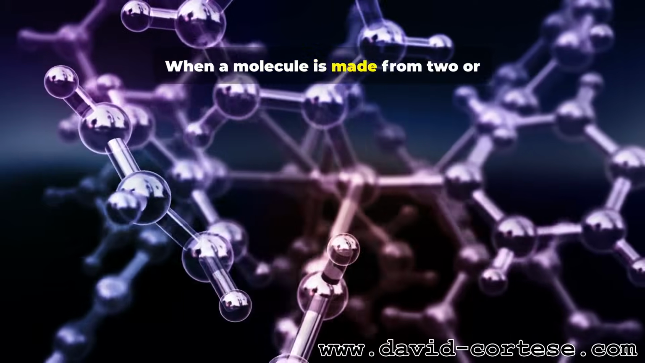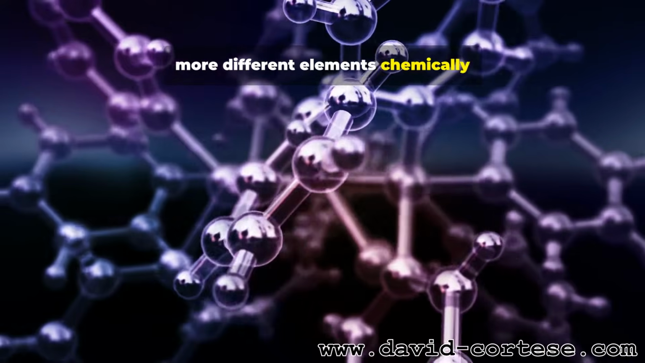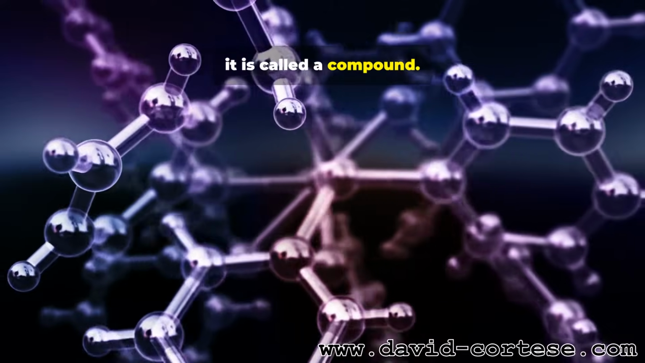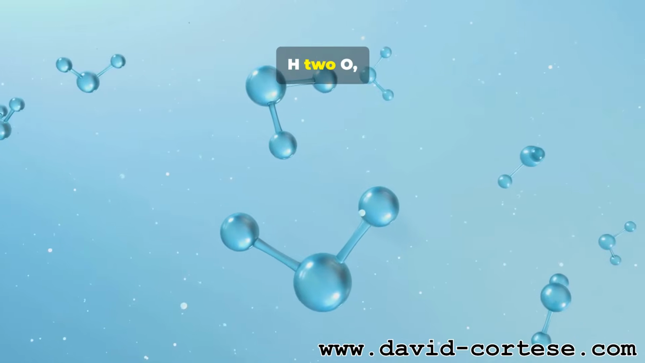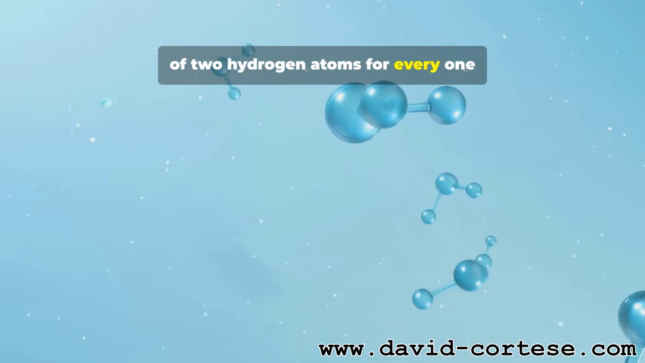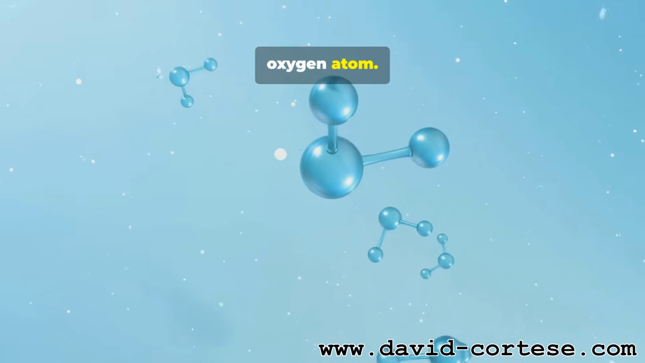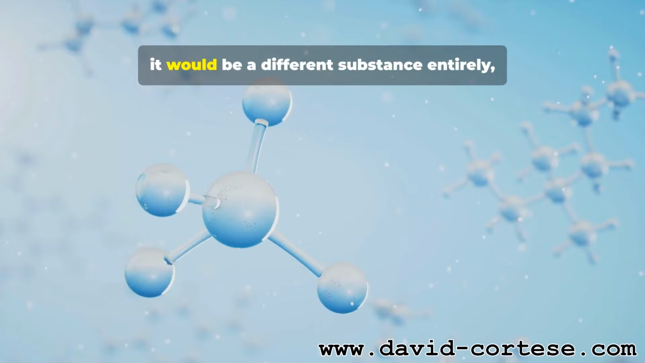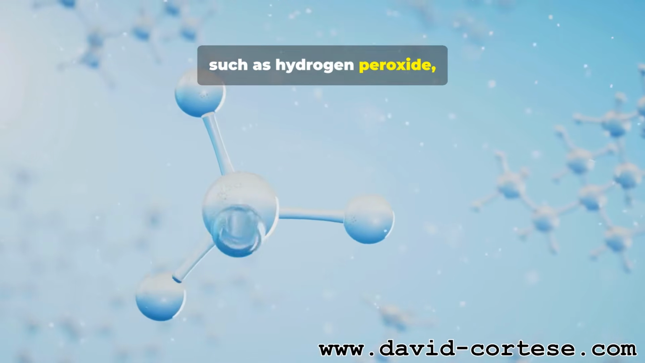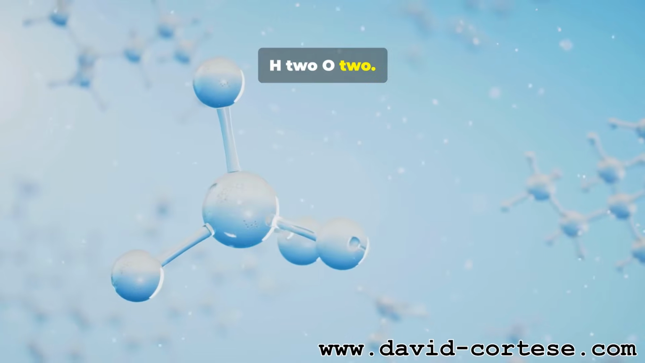When a molecule is made from two or more different elements chemically bonded together in a fixed ratio, it is called a compound. Water, H2O, is a compound because it is always made of two hydrogen atoms for every one oxygen atom. If that ratio were different, it would be a different substance entirely, such as hydrogen peroxide, H2O2.